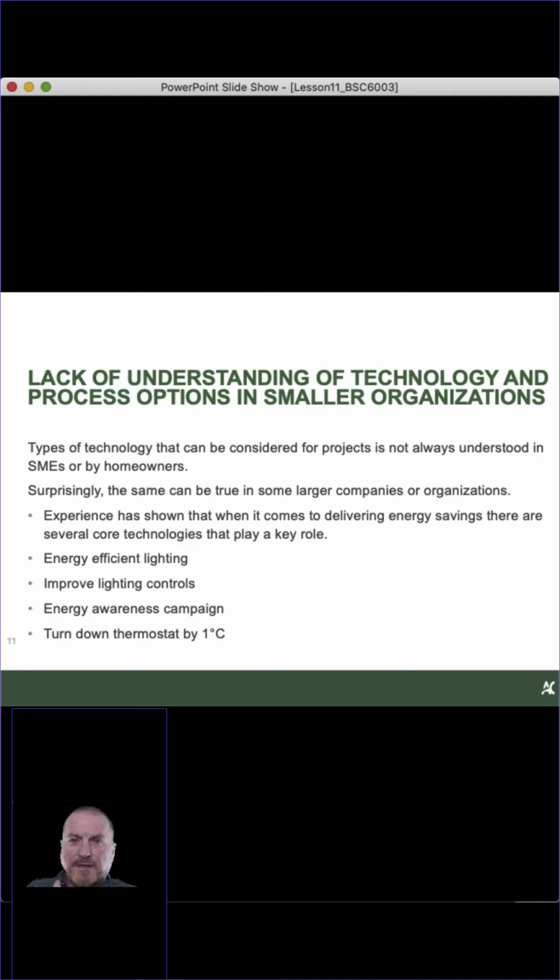And a lot of it, the next thing you're discovering in looking at your own business cases, is that the lack of understanding of technology and process options in smaller organizations is a major barrier to adopting improved energy management and to financing these things, okay? And a lot of that is simply ignorance in the way the process works, ignorance of the types of technologies that are out there, that are already available, that can assist the company in moving forward and improving their energy management situation.